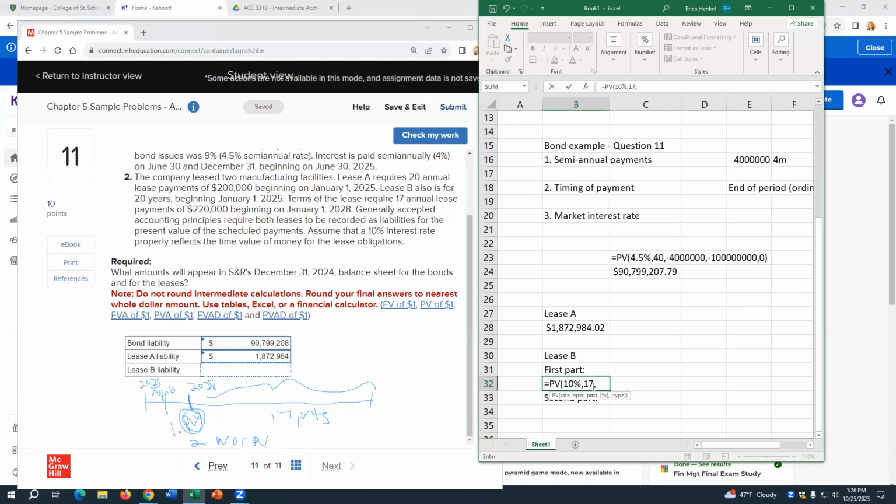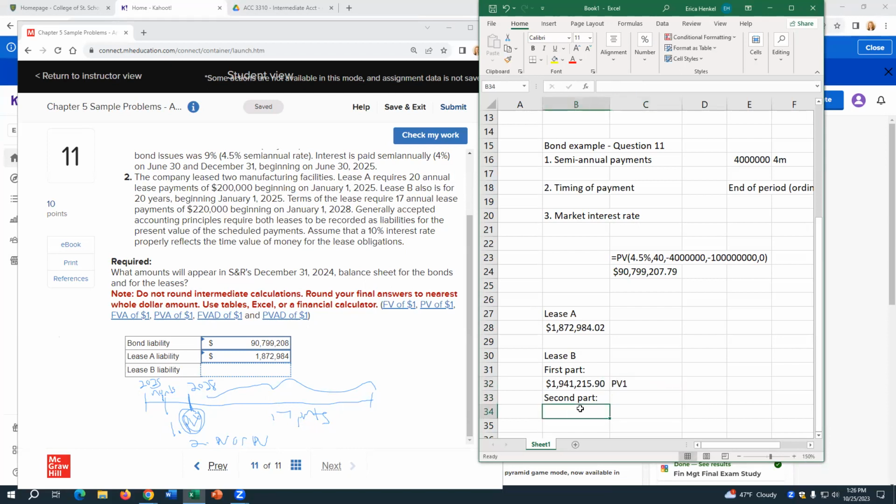Yep, 17 payments of $220,000. Make a negative there so I don't forget. No lump sum at the end or future value. And then because we're doing this starting like today's the payment on the 28th, then we'll do the beginning of the period. So that's our initial part, the present value here. All right.